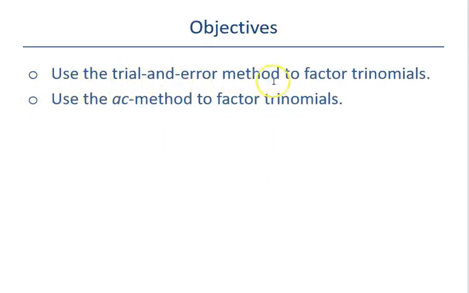Okay, we're going to use the trial and error method to factor trinomials and use the AC method. I'm going to be completely honest with you right now. This method right here, though I'm going to show you how to use it, I fully expect you to go straight to the AC method. Matter of fact, after this lesson, I will probably never use this method ever again. But I would be remiss as your math teacher not to show it to you.